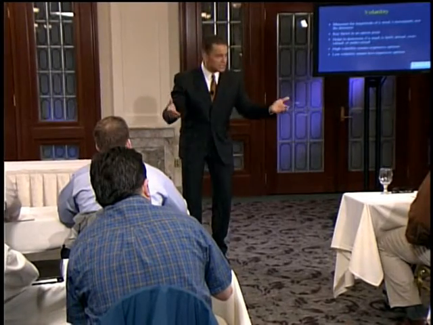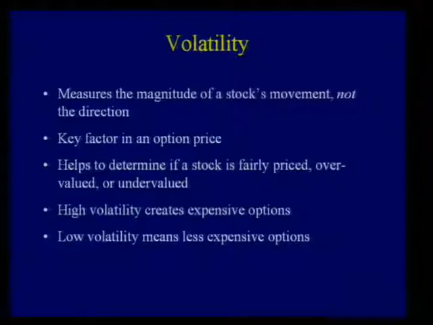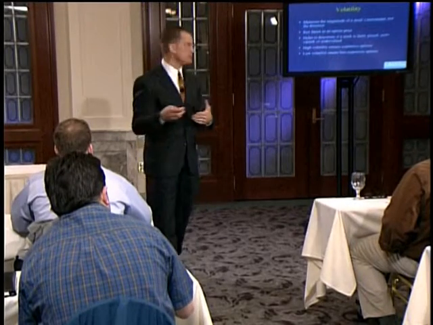If the stock is estimated to be very volatile, the options will be very expensive, all right? So volatility is what we're talking about here. A key factor. It helps determine if a stock is fairly priced, overvalued, or undervalued. High volatility creates expensive options. Historically, we don't buy expensive options, we sell them. That's where it's beautiful in this business, because we can sell naked options or we can sell covered calls. We'll be talking about covered calls today. Low volatility means less expensive options. That's ideally what we're looking for. We're looking to buy cheap options and sell expensive options, okay?